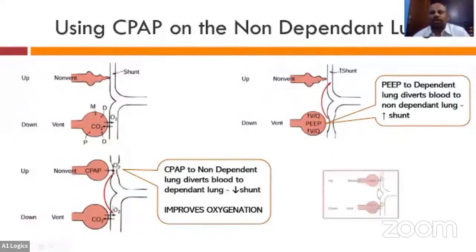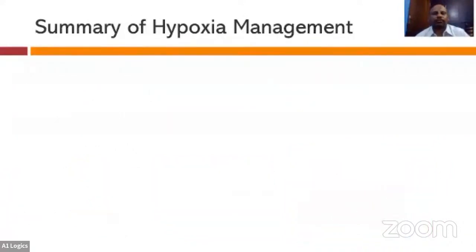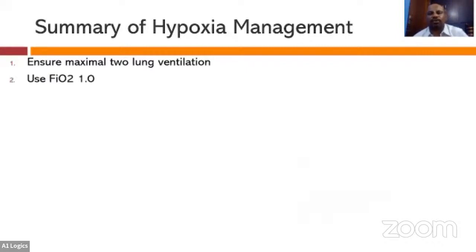So the take-home thing is, if you give a high amount of PEEP in the dependent lung, it is going to be disastrous. You always have to give some amount of CPAP to the non-dependent lung. So, a summary of hypoxia management: ensure maximal two-lung ventilation. Till the time you can do one-lung ventilation, go on with two-lung ventilation. And if hypoxia occurs, go in for an FiO2 of 1.